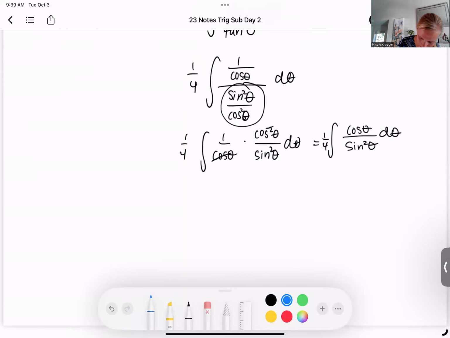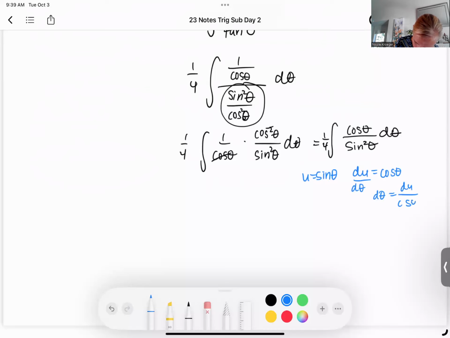But we can do a u substitution here, making u sine theta. I try a u substitution because I notice that sine and cosine both appear in here. One of them is just to the first power, so a u substitution will work great. So my du over d theta is just cosine theta, which makes my d theta du over cosine theta.